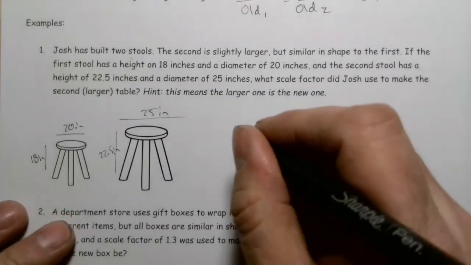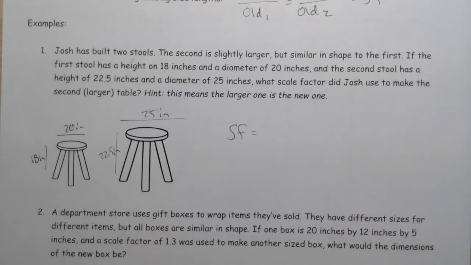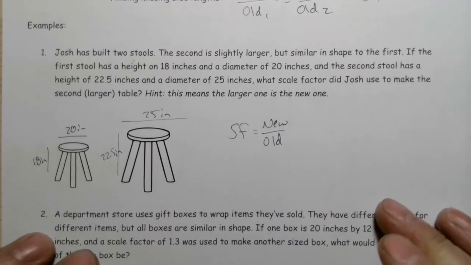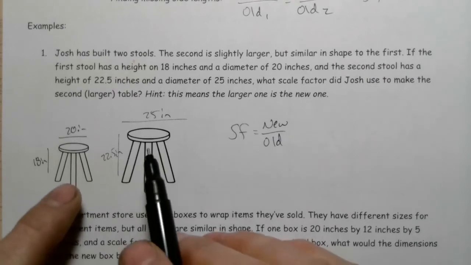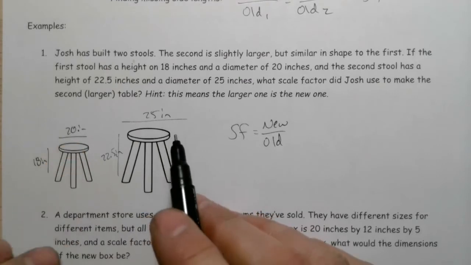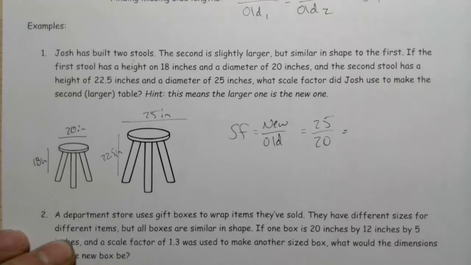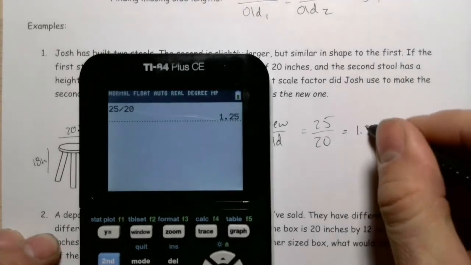Well, remember, for our scale factor here, that's going to be the new to the old, and we can determine which of these dimensions we're going to use here. But we've got everything we need. In fact, we've got even more than we need. We know that these two are similar. Okay, so what we're going to do is we're just going to pick one. Let's pick the diameter here. The new diameter is 25. The old diameter is 20 inches here. 25 over 20. Okay, we pull out the calculator just to get the decimal version here. 25 divided by 20, and we get that our scale factor is 1.25.